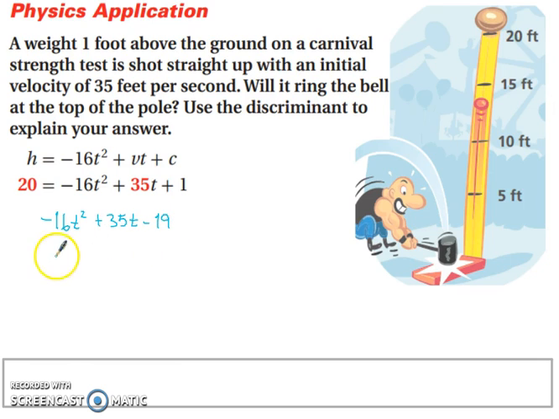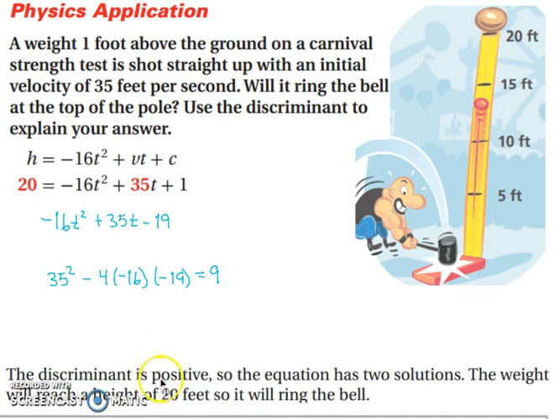And now we can use our discriminant. So we have 35 squared minus 4 times negative 16 times negative 19. And when we simplify this, we end up with 9. The discriminant is positive, so the equation has two solutions. The weight will reach a height of 20 feet, so it will ring the bell.